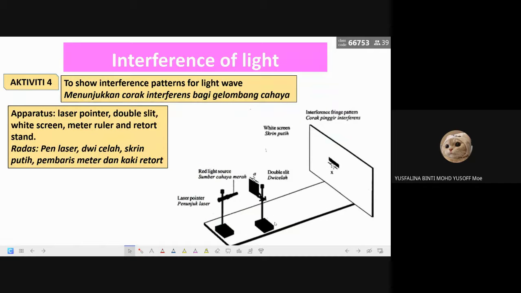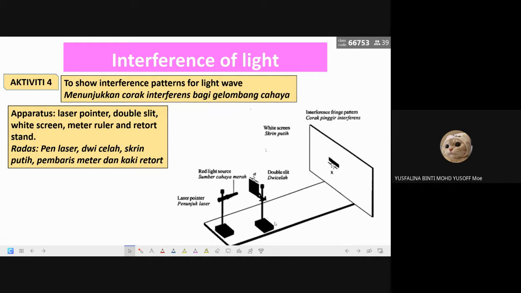So the next one, we have finished the interference of water waves. So we move on to the interference of light. Before I continue with the interference of light, we have already learned diffraction of light, right? That is when the light passes through the single slit. Then you can see there are bright fringes and dark fringes.